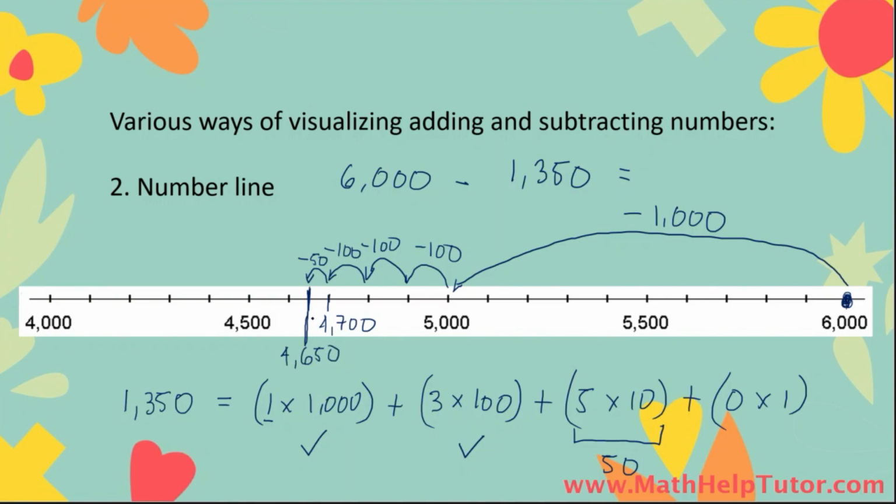4,650. Now we subtract the ones, but there are no ones in our number that we're subtracting. So we are also done with that. And now we have solved this problem. The answer to 6,000 minus 1,350 is 4,650.